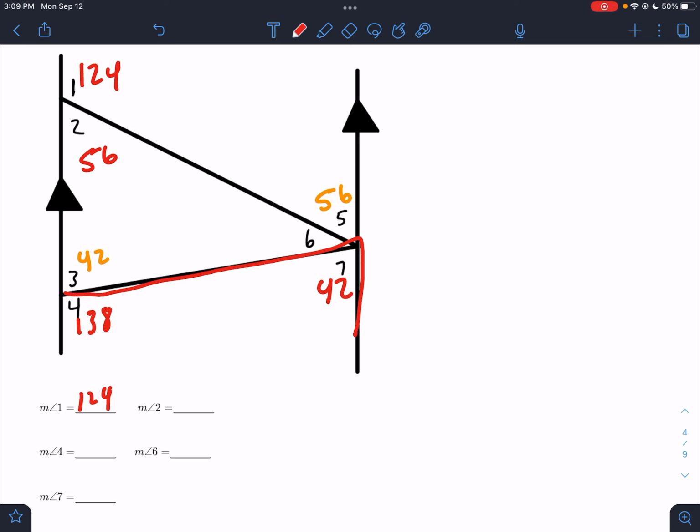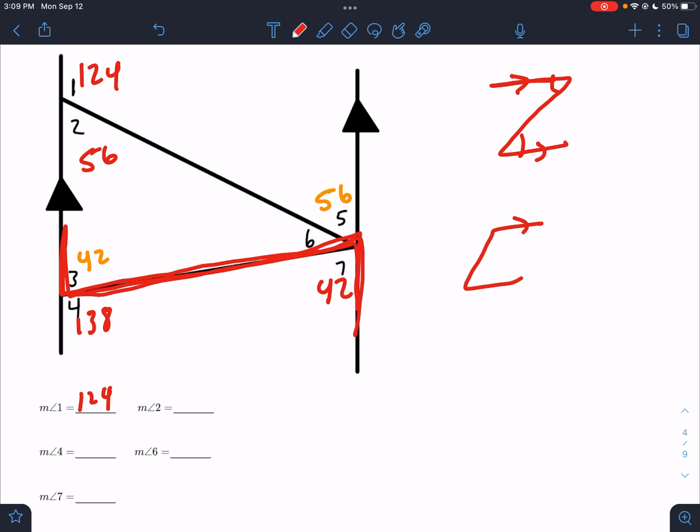We could have also done the letter Z. Those are alternate interior angles. So if you remember the letter Z, alternate interior angles, they're going to be equal if the lines are parallel. The letter C, same side interior angles, are going to be supplementary if the lines are parallel.